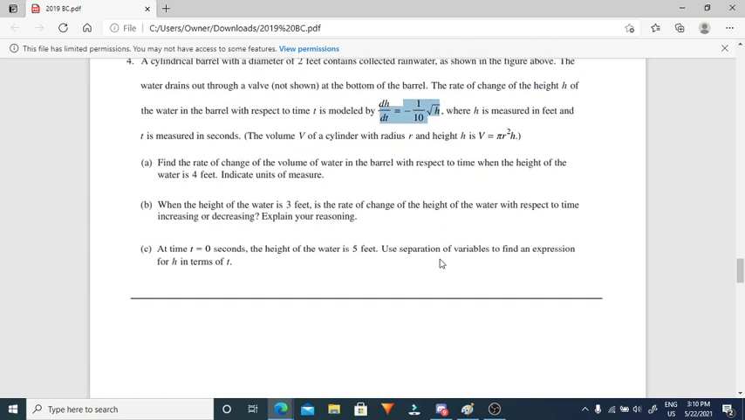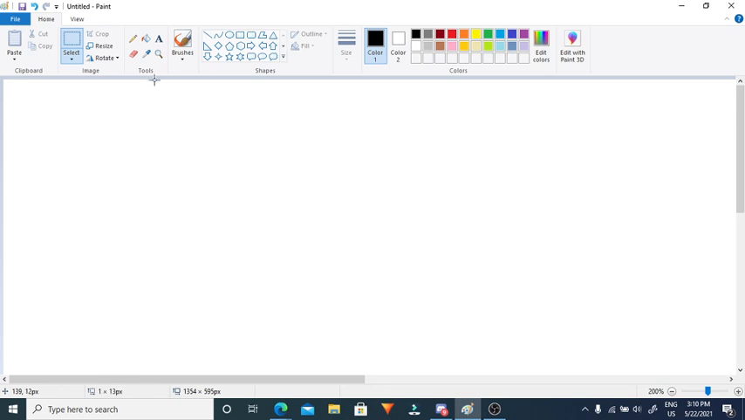Part C. At time t equals 0, the height of the water is 5 feet. Use separation of variables to find an expression for h in terms of t. Alright, so dh over dt, once again, equals negative 1/10 root h. Separation of variables means we separate dh and dt, getting the h's on the same side. So I'm going to divide by root h on both sides and multiply by dt, giving dh over root h equals negative dt over 10.